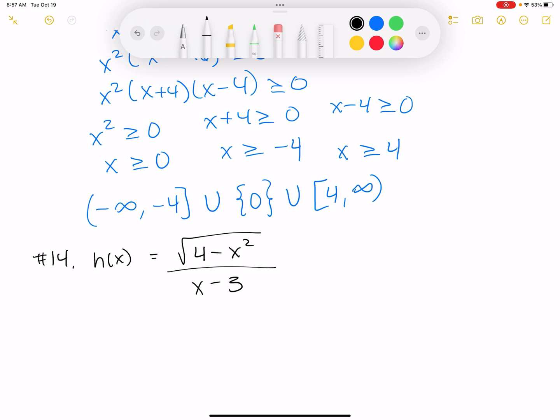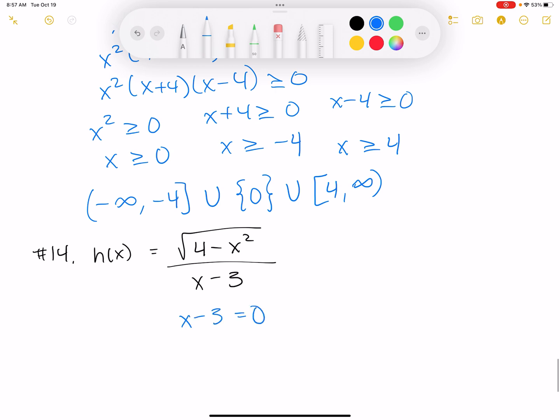All right, so what's going on here? What do we know cannot occur? Okay, the bottom can't be 0. So let's go ahead and set that one equal to 0. And what else is true? The top can be greater than or equal to 0.